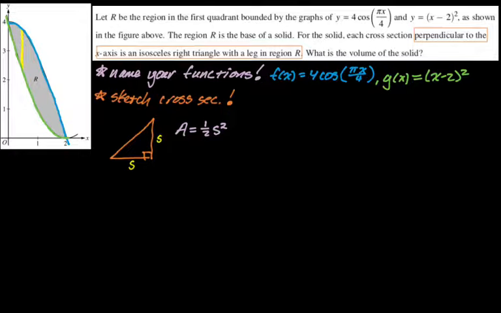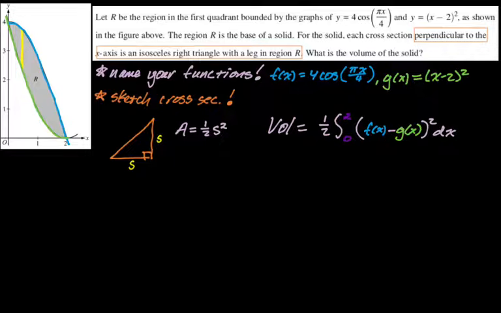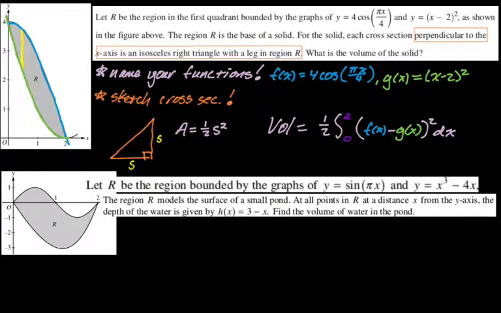So my volume is going to be the integral from where I start to stop, so 0 to 2, of the area, which is 1/2 S squared, where S is top take away bottom. And just integrate it from 0 to 2. That's what we get, and then I would use a calculator. I didn't bother to find the numerical values in this. All right, let's take a look at another one.